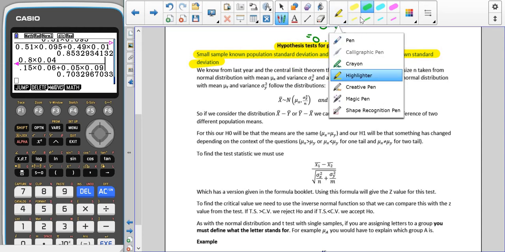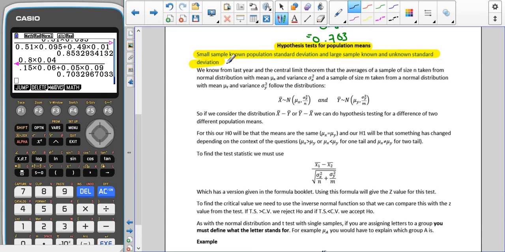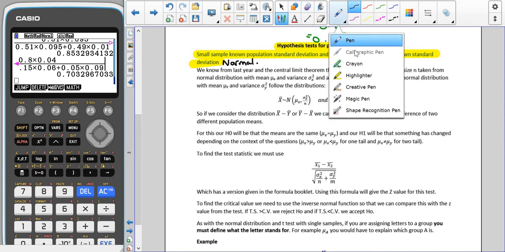Now, we are moving on to having a look at when we have two samples of data. And like I said, this first one here, our small sample known population standard deviation and large sample known and unknown standard deviation, is our normal. And that is because of the reasons why I've just mentioned. So we know from last year that central limit theorem that the average of a sample size n taken from a normal distribution with a mean mu x and a variance of sigma x squared, and a sample of size m taken from a normal distribution of mu y with a variance of sigma y squared. So there we're just describing two distributions that we have then written up here.